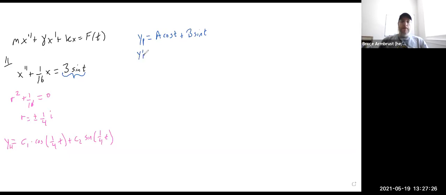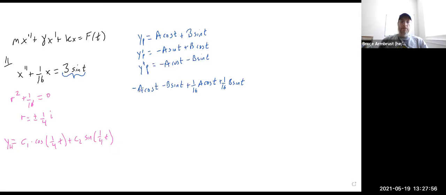So y_p prime is going to be minus a sine plus b cosine. So then y_p double prime is going to be minus a cosine minus b sine. So when I put that back into my differential equation, I get negative a cosine of t minus b sine of t plus 1/16 a cosine t plus 1/16 b sine of t. That first part was my x double prime, and then this is my 1/16 times x. And of course, we need that to equal 3 sine t.